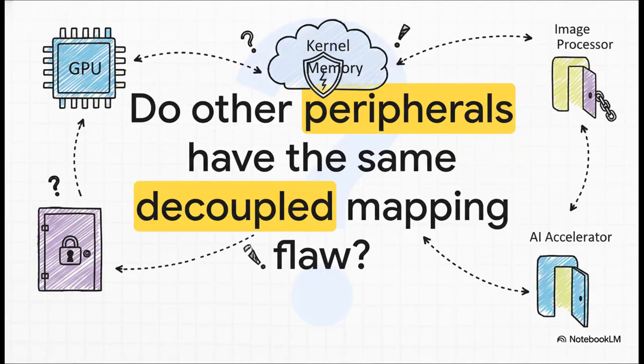So this research leaves us with a really critical and kind of scary final question. We've just locked down the GPU's access to memory. But what about all the other powerful DMA-capable chips in a modern device? Your image signal processor, your neural processing unit, do their drivers have the same architectural flaws? This one blind spot might just be bigger than any of us thought.